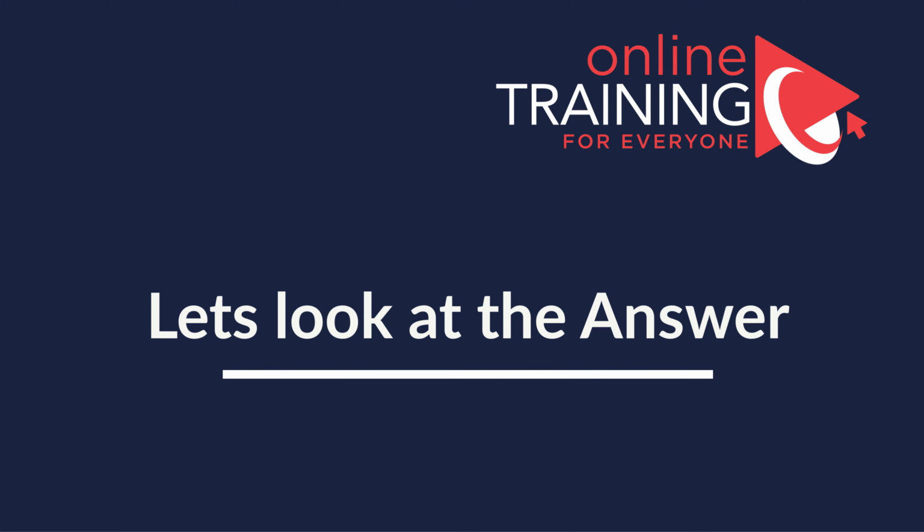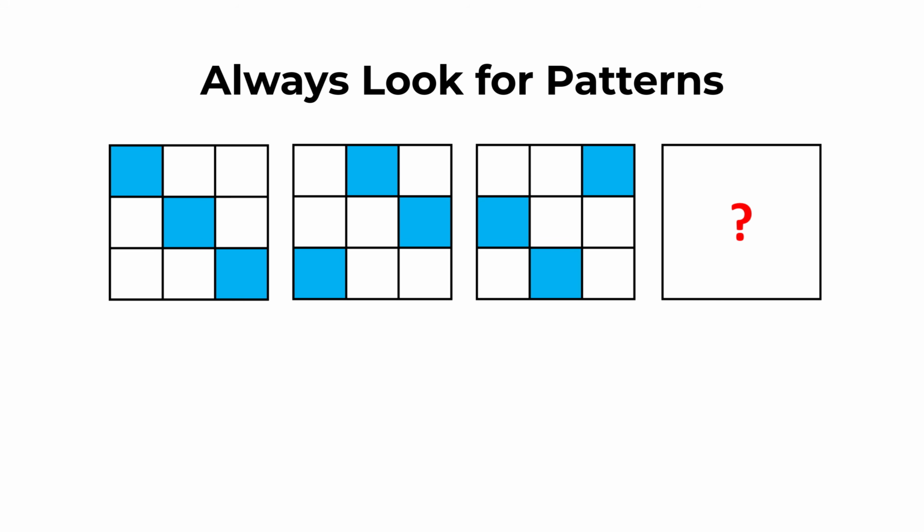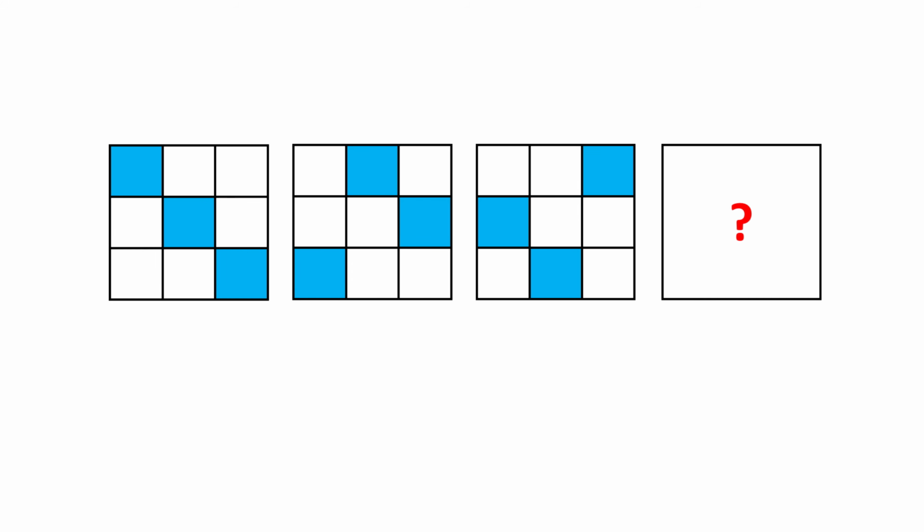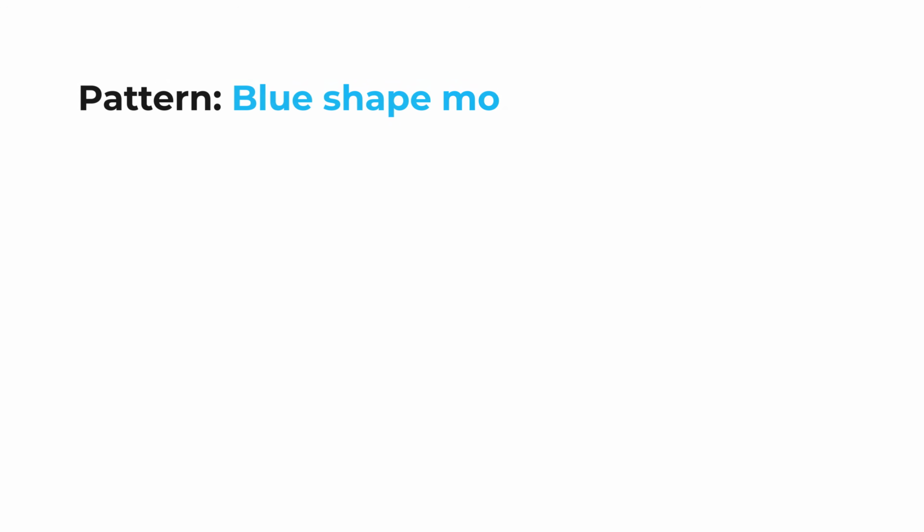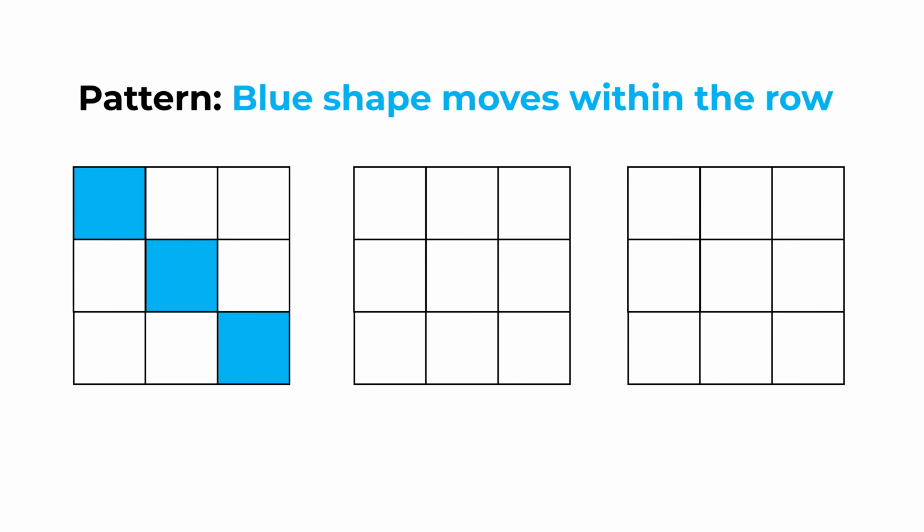As always, my advice to you, look for patterns. And determining the pattern is key to solving this particular problem. What you need to know to answer this particular question is that blue shape moves within the row of the larger shape. In each row, blue shape moves from left to right, one step at a time. And once blue shape reaches the end of the row on the right, it reappears on the left.